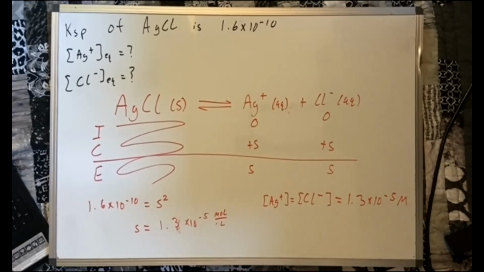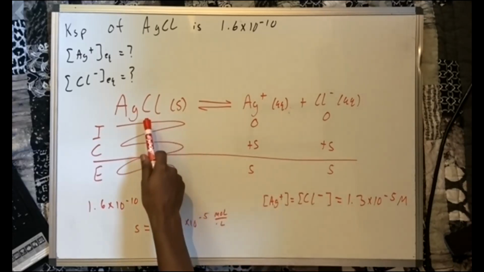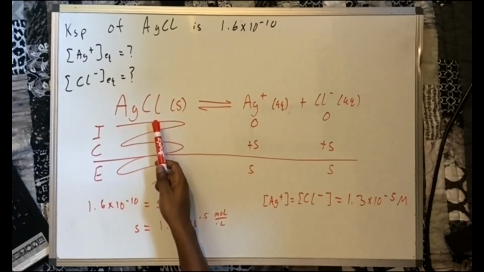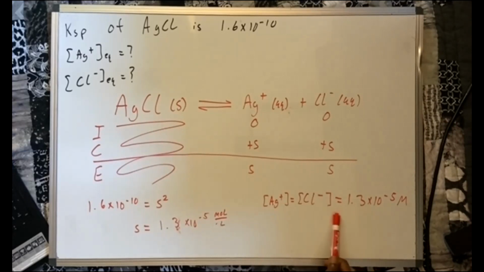Okay, so then what does this number really mean? This just tells us how many moles of these two things are floating in the water, the biggest amount that can float in the water before some silver chloride precipitates out. So once you hit this amount, they start to precipitate out.